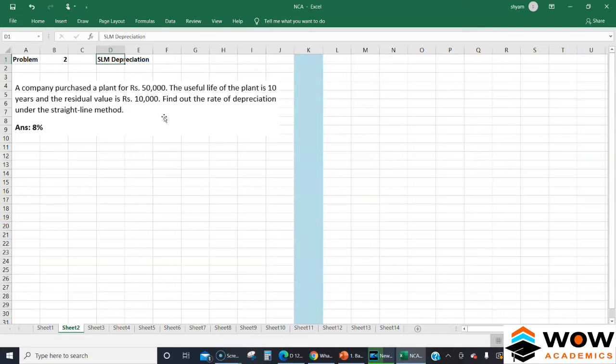So the next sum is a depreciation based sum. Once you have bought an asset, it has to be depreciated. Here they have given the value of the plant. A company purchased a plant for 50,000 rupees. The useful life of the plant is 10 years and the residual value is 10,000. Find out the rate of depreciation is asking. The method is straight line method.